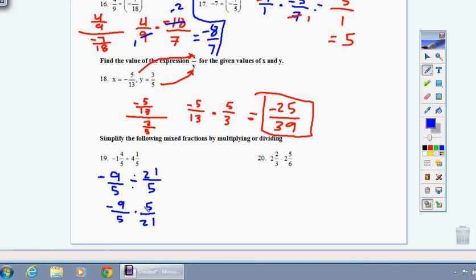And can we reduce at all? Why, yes we can right here. The 5 and the 5 can reduce to 1 and 1. And what about 9 and 21? Can I reduce that at all? Well, both are divisible by 3, so I can make that a 3, because 9 divided by 3 is 3, and 21 divided by 3 is 7. So when I multiply across, this is a negative, negative 3 times 1 is negative 3, and 1 times 7 is 7, so I get negative 3/7.